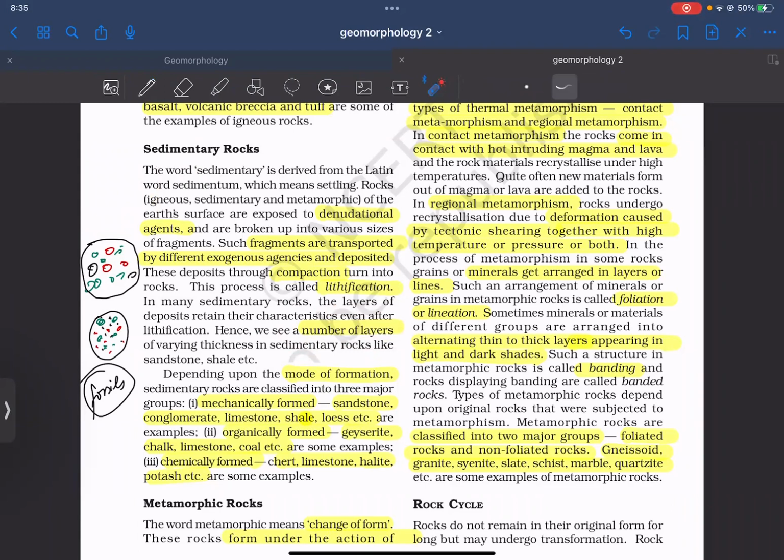Then examples, some rocks where the force of compaction, maybe due to pressure you're putting up, mechanically formed: sandstone, conglomerate, limestone, shale, loess. These are the examples. Or that compaction may be due to organic reaction, right? Through decomposition and all. So its examples are geyserite, chalk, limestone, coal, and some chemically formed: chert, limestone, halite, potash. These are the examples that you need to remember.